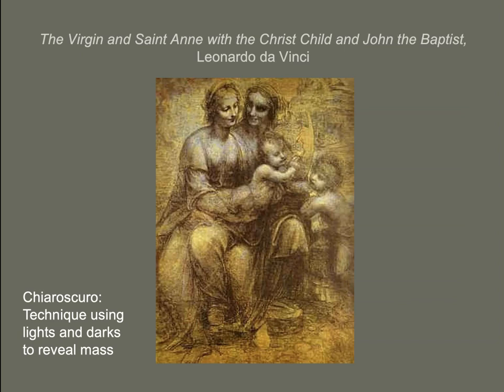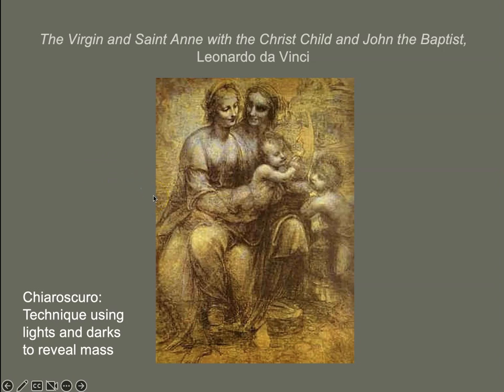Da Vinci is known for his use of a technique called chiaroscuro. This is a technique where the artist is going to use lights and darks to reveal mass. So as opposed to The Visit by Bravo, the first image that we looked at, where we had that really high contrast between lights and darks, chiaroscuro is where you're going to see just a really subtle transition from light to darks. And so you're going to see all of these different values in between the really light areas and the dark areas.